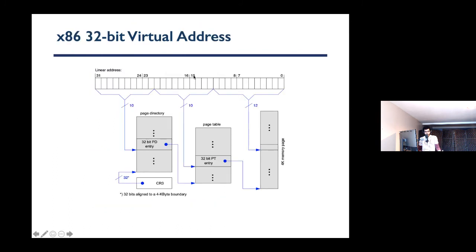Now, in a 32-bit system, x86, they have a two-level page table. So basically, this is a system with 4 kilobyte pages. So for 4 kilobytes, you're keeping 12 bits for the offset. That's 4 kilobytes, and then 10 bits to be used for the first level page and second level page.